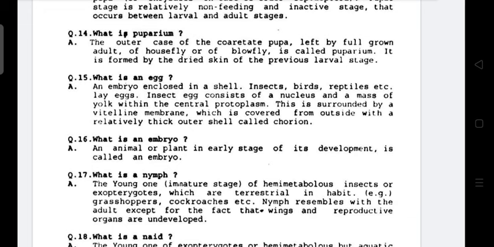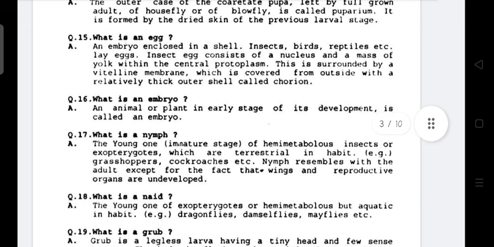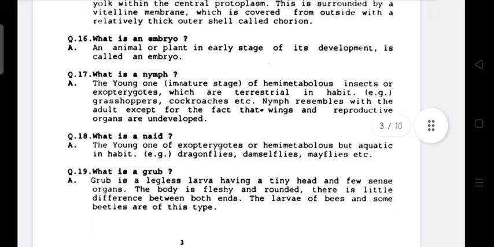What is an egg? An embryo enclosed in a shell. Insects, birds, reptiles lay eggs. The insect egg consists of a nucleus and a mass of yolk within the central protoplasm, which is surrounded by a vitelline membrane, which is covered from outside with a relatively thick outer shell called chorion. What is an embryo? An animal or plant in early stage of its development is called an embryo.